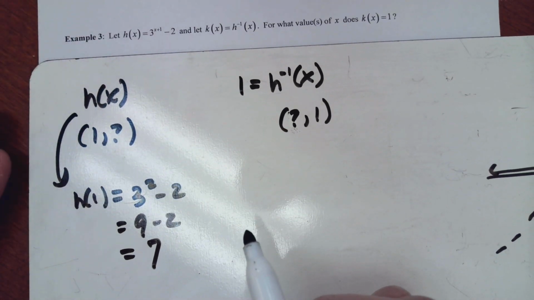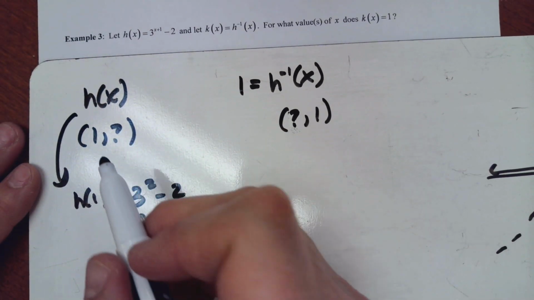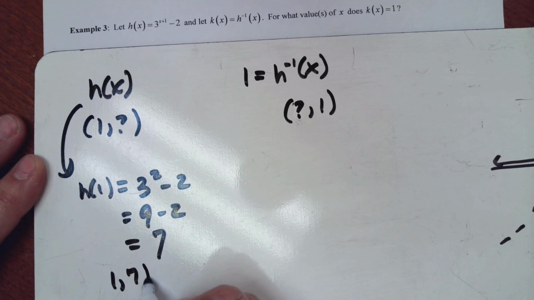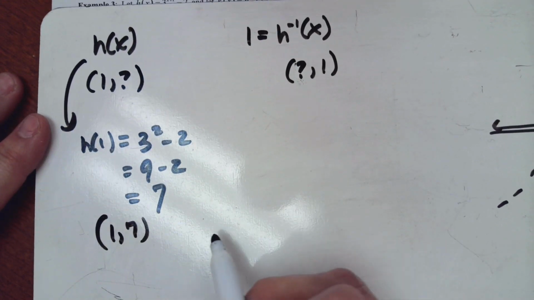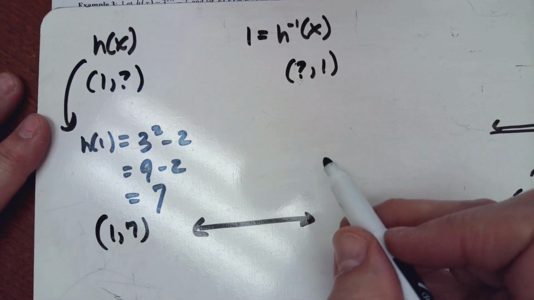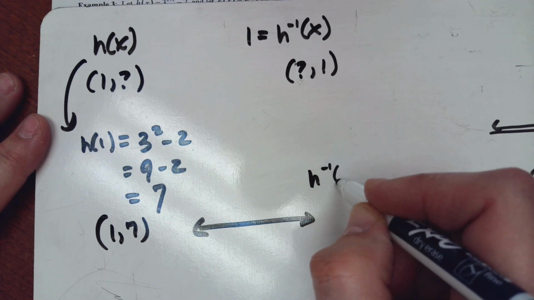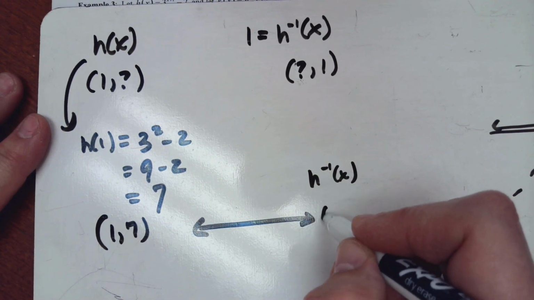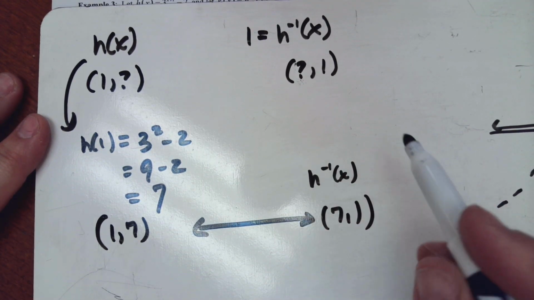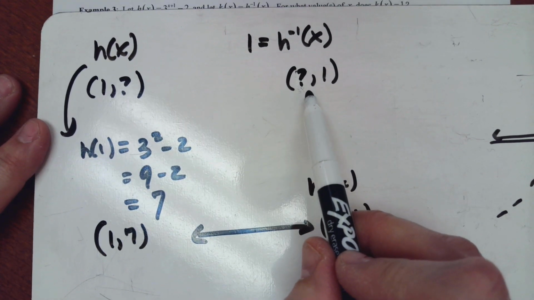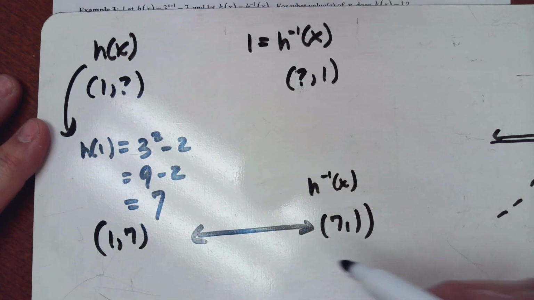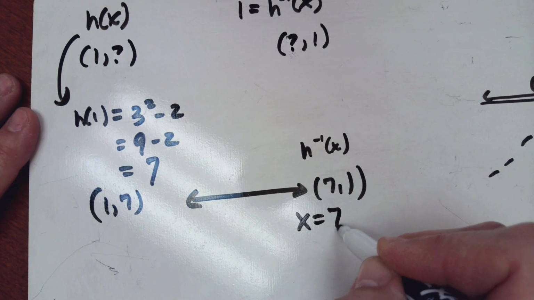So I've just figured out that the point right here is 1 comma 7, which means on the inverse, on my h inverse of x, I should see the point 7 comma 1. So I have just found the number to plug in to get 1. So the answer is x equals 7.